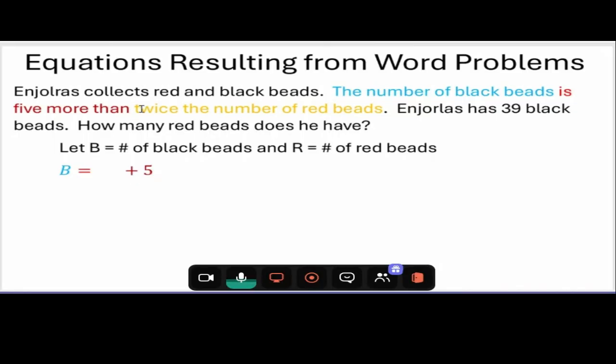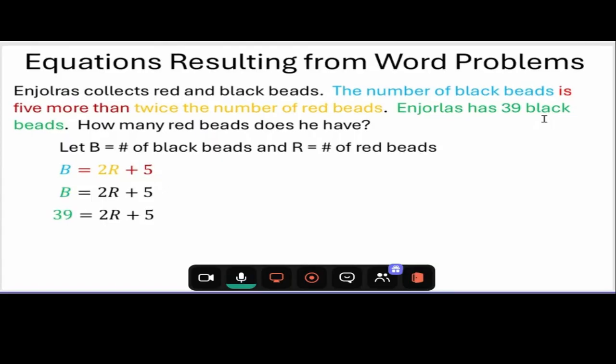Then you go back and you read, what is that something here in orange, twice the number of red beads? How do we write twice the number of red beads? 2R. Now I have a problem. I have 2 unknown variables here, the B and the R, but luckily they gave me a little bit more information. Oh yeah, I just took out the coloring, I guess. Here in green, they also told me that Enjolras has 39 black beads. So that B can become a 39.